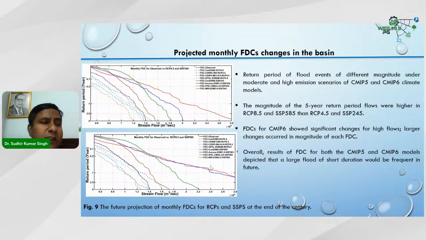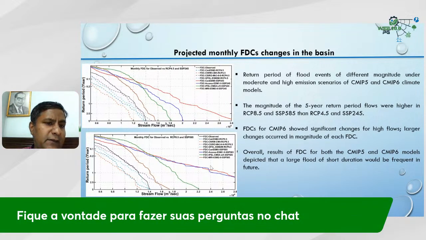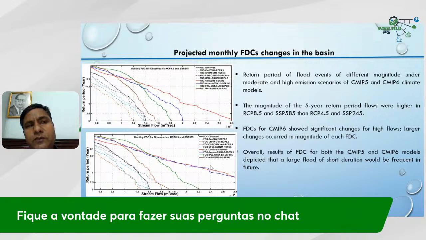And the FDC showed this. Why are we showing this flow duration curve? These flow duration curves help us to design our dams, to design our reservoirs, to renovate our reservoirs and dams. This will help us to perform the renovation activities or the development of new dams and reservoirs. Overall results of FDCs for both the CMIP5 models depicted that large floods of short duration would be more frequent.